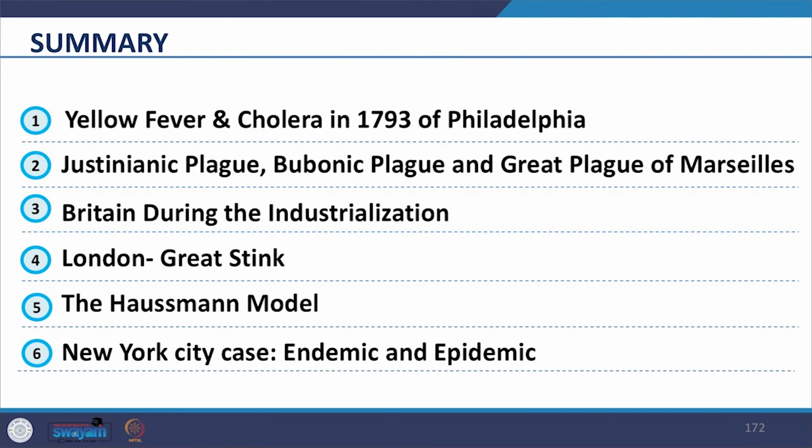So summarizing, in today's session we read through the narratives of yellow fever and cholera from Philadelphia. We looked at the pattern of disease, Justinianic plague, bubonic plague, Great Plague of Marseilles. Thereafter we read through the narratives of Britain from the perspective of health during the industrialization period. Furthermore, we looked at the narratives from London at the time of the Great Stink. We looked at the Paris Haussmann model. We also saw the New York City case concerning endemic and epidemic.